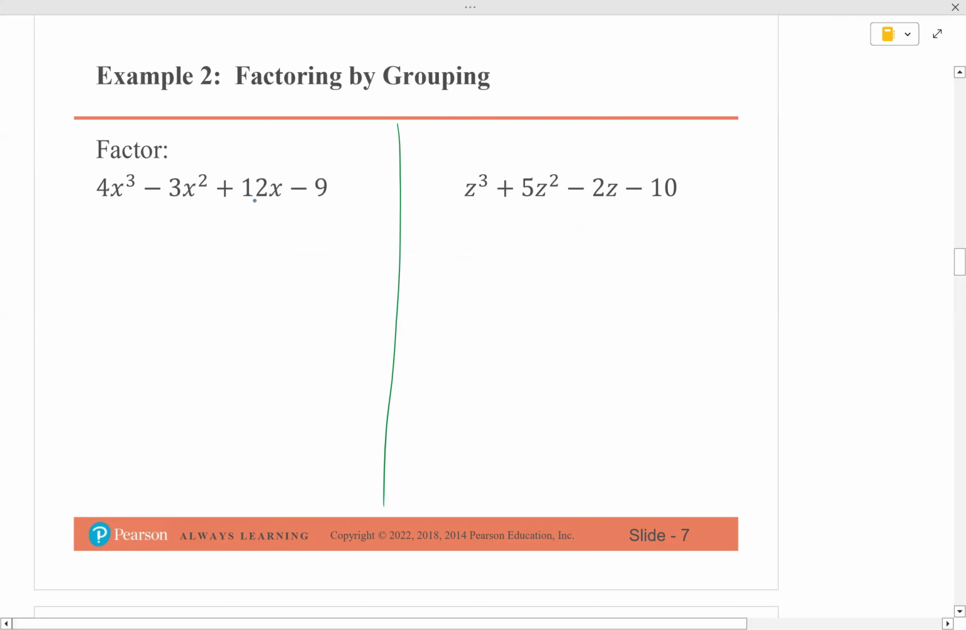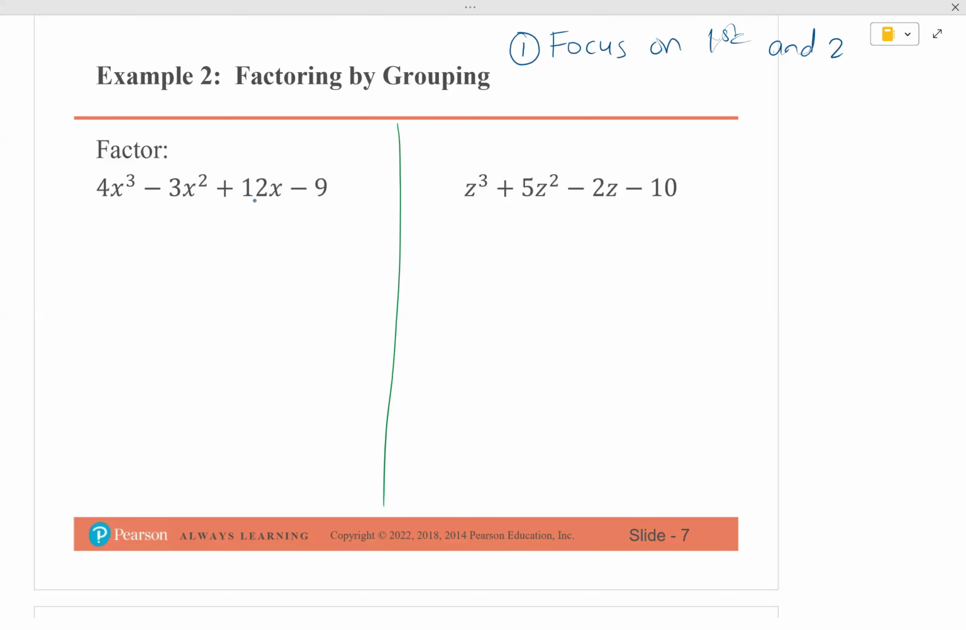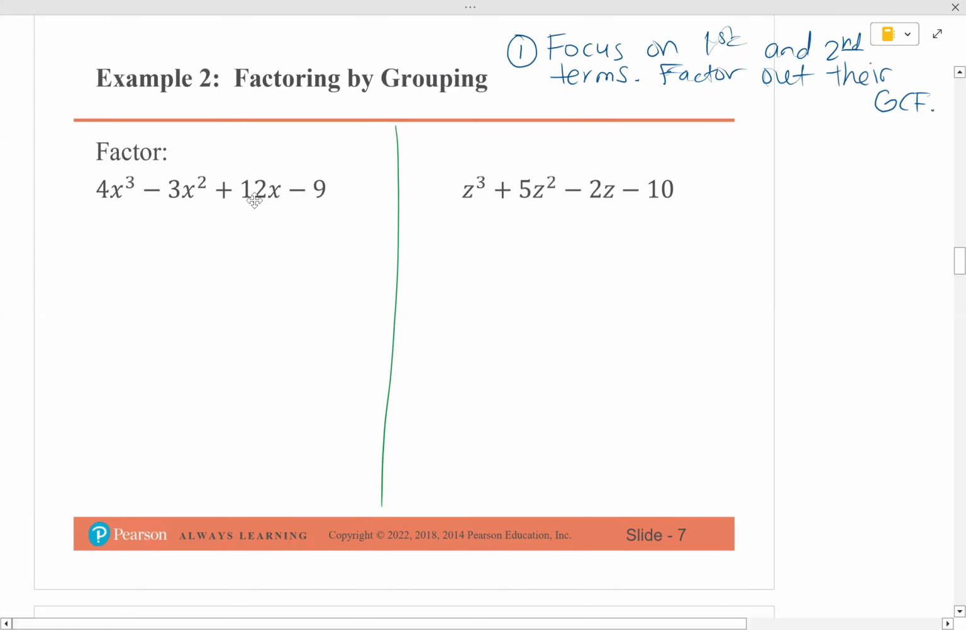First one is focus on the first and second terms. Factor out their greatest common factor. So like in this first example here, the left one, I always have to draw, I know it's sad, but I have to draw this kind of barrier. I want to look at the third and the fourth terms because they're just sitting right there. But don't make eye contact with them, okay? Pretend they're not there.